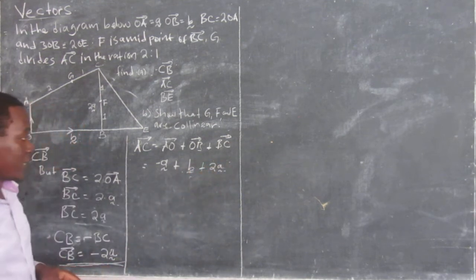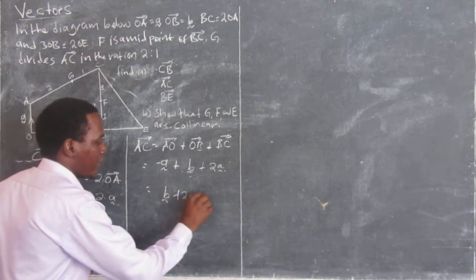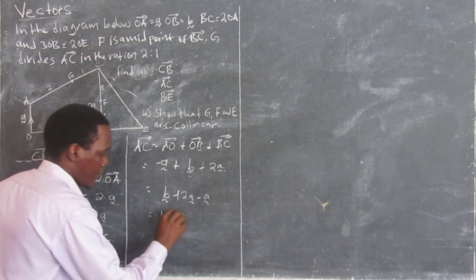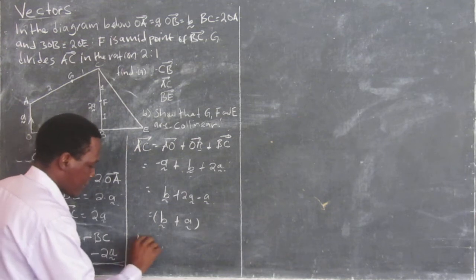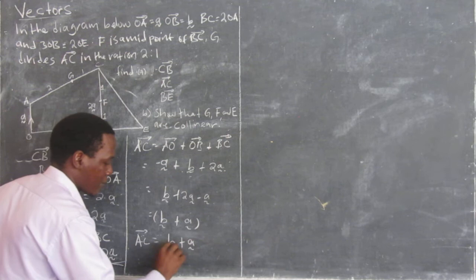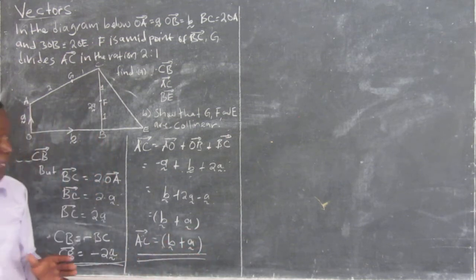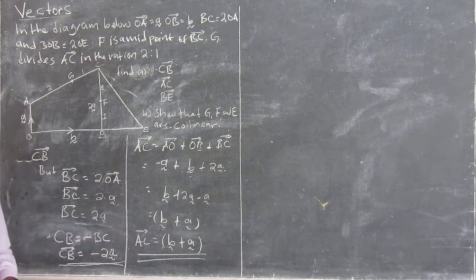Therefore, here you can collect like terms. We shall have B plus 2A minus A. Therefore, we shall end up having B plus A. In simple terms, our AC will be the same as B plus A. I hope my students were together. Here I was able to get my AC. In simple terms, my AC is B plus A.